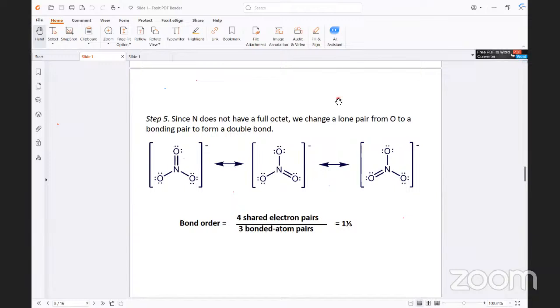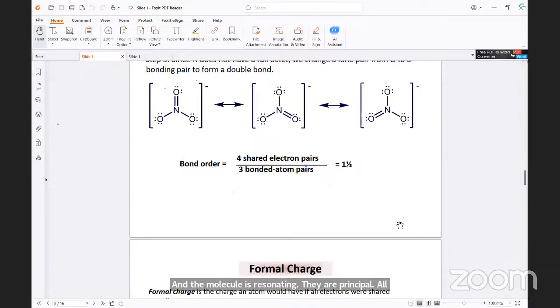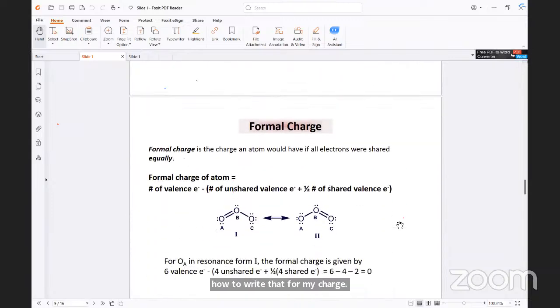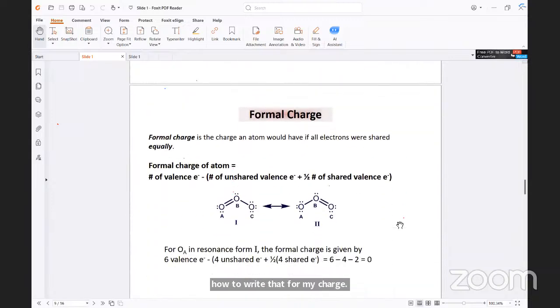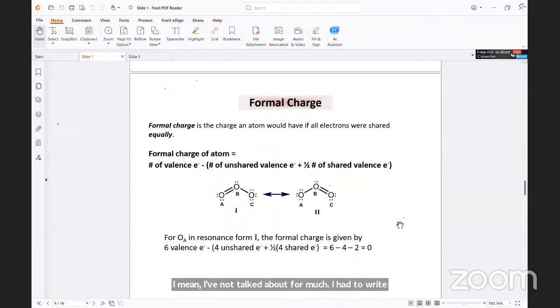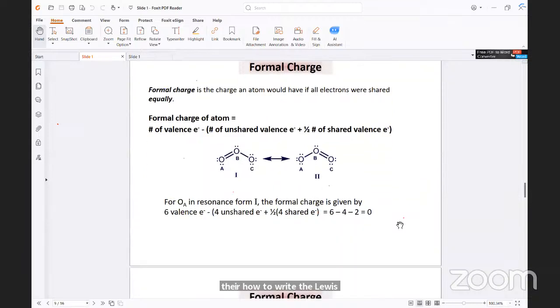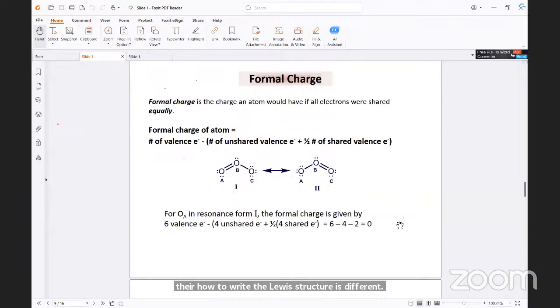So what does this then mean? What are the implications of what we are talking about? What this means is that when you have a molecule and the molecule is resonating, how to write their Lewis structure is different. Now that brings us to formal charge.